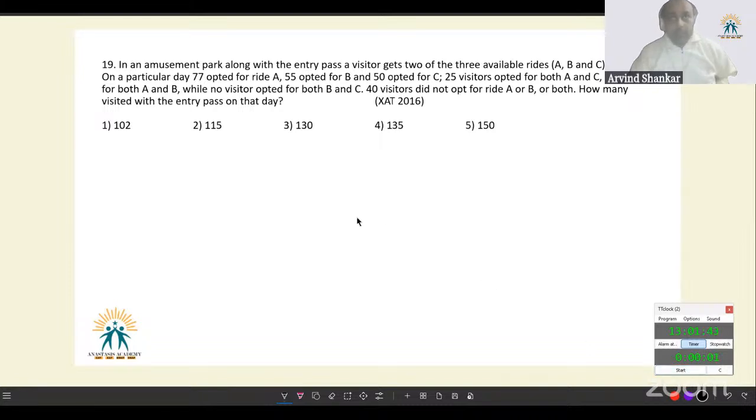Okay, let's see. In an amusement park, along with the entry pass, a visitor gets 2 of the 3 available rides, A, B, C free. So you don't get all 3 rides available. You only get 2 of the 3.